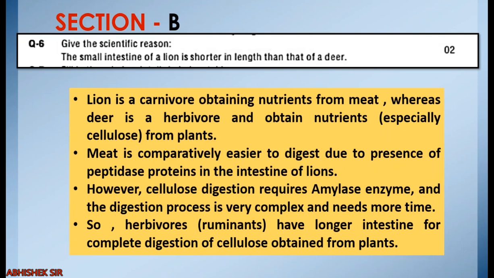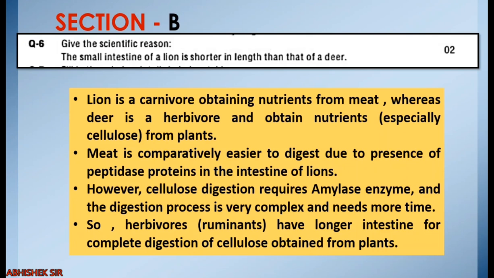Now the answer is: lion is a carnivore who obtains nutrients from meat and flesh, whereas deer is a herbivore and it obtains nutrients from plants, and from plants means especially there is a specific carbohydrate called cellulose. Now meat is comparatively easier to digest due to presence of peptidase protein. See, in flesh and meat, already that is from the body, so the biological value of those proteins and every nutrient is high, so they will be easily digested, right? So lions don't need a lengthy small intestine.